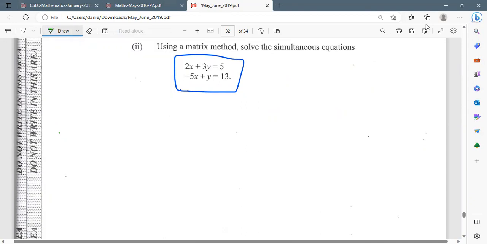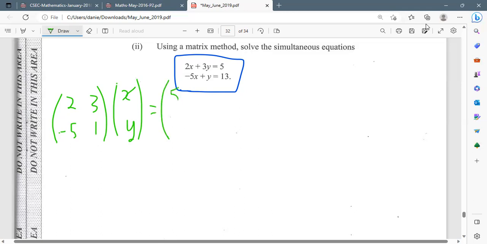So the first one, we need to get the coefficient matrix. So we have 2, 3, and minus 5, and then 1. So there are two unknowns here, which is x and y. That didn't change. And the constants here are 5 and 13. Alright, so now we can name this A. This would be x. And that is equal to B.